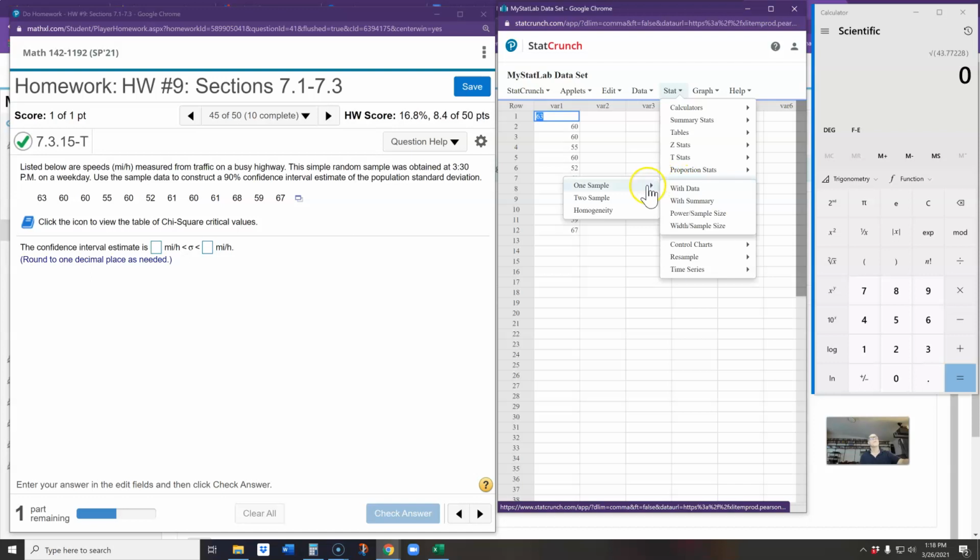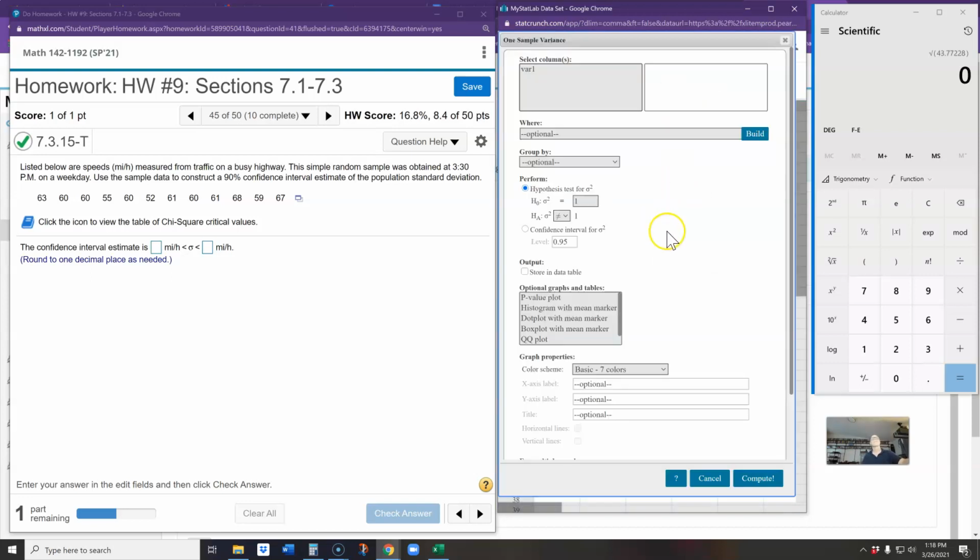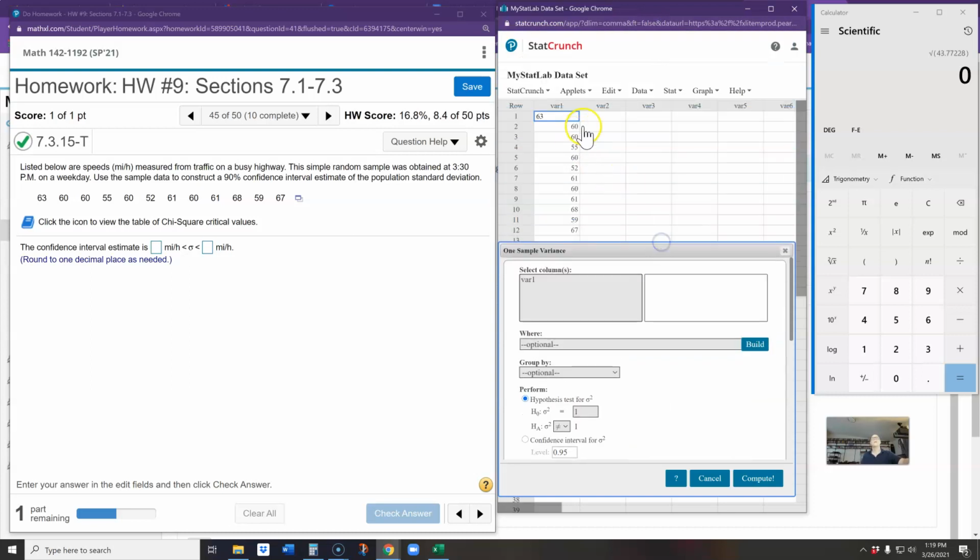And we have one sample. Two samples will be what we start in Chapter 9. And in this case, we have the data instead of a summary. We actually have the data. So then I select the column. Just change this box size a little bit. I would select the column where my data is, which is all in the variable 1 column, so I would select that.